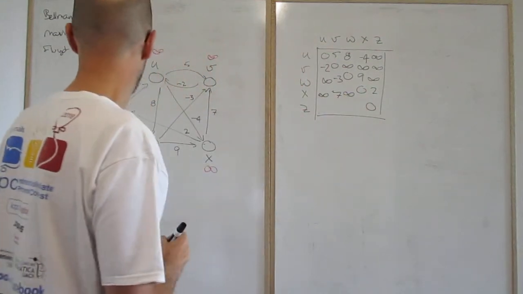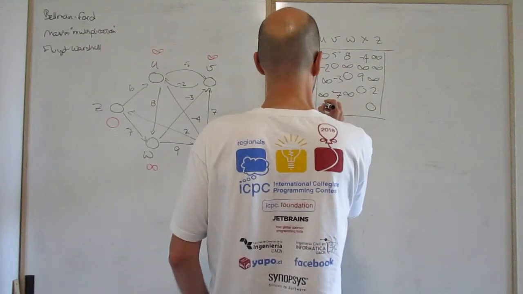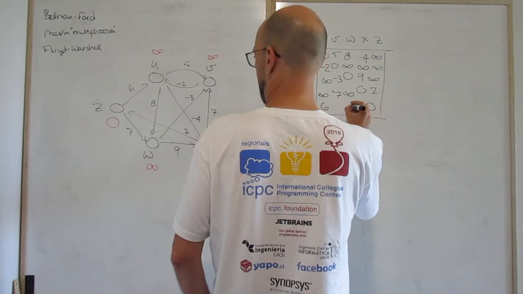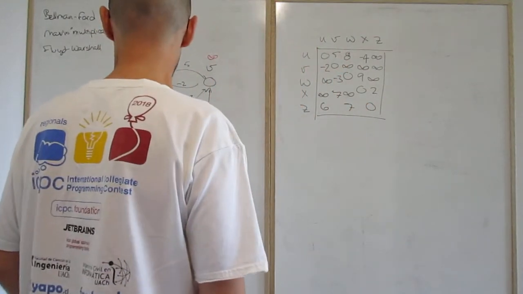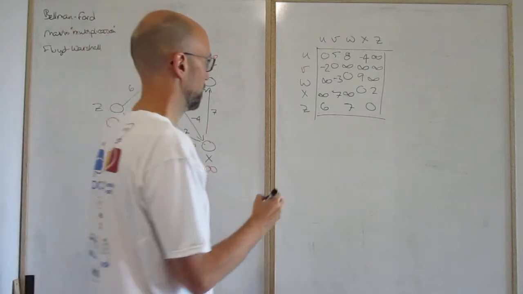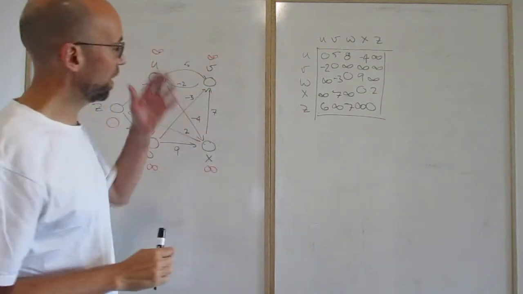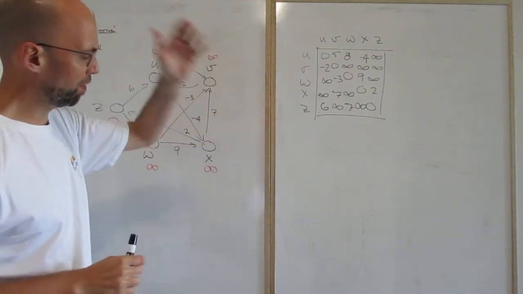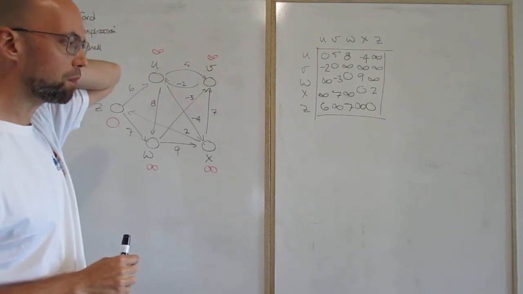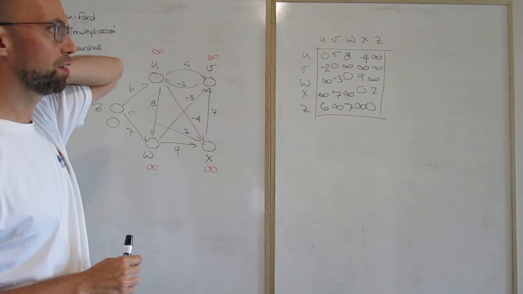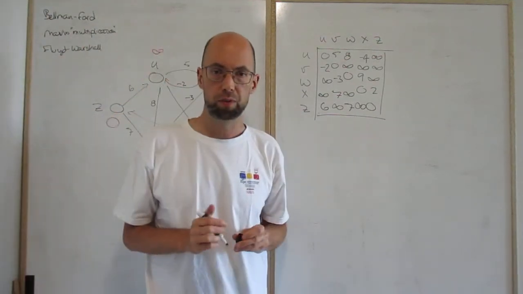And finally, for Z, we can go to U and W with 6 and 7, and those are the only places we can go in one step. Okay, so we have this matrix. Now, thinking about that for loop, how can we work out easily what the shortest paths are using 2 steps?